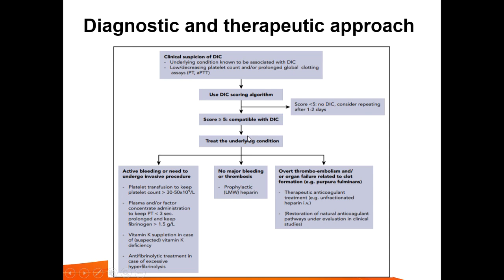All DIC doesn't mean you start giving blood. If there is no major bleeding, just give low molecular weight heparin to these patients. If there is active bleeding, then you must give platelet transfusion, trying to correct your platelet count to 30 to 50,000. If the patient is bleeding actively, then you try to correct PT, they say to less than 3 seconds above normal, and try to give fibrinogen to maintain fibrinogen more than 1.5 gram per liter. Vitamin K, though not a proven role, but they say if you suspect a vitamin K deficiency, it can be given. However, if there are overt thromboembolic signs, then you should give therapeutic anticoagulation and not prophylactic heparin.